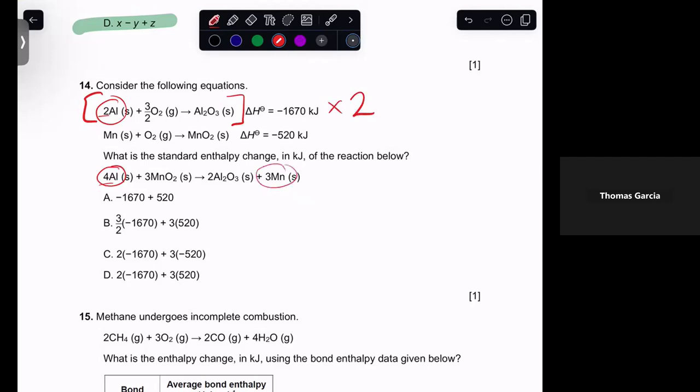I notice manganese on the products, but manganese on the reactants. And I notice 3 and 1. So I need to multiply this whole thing by -3 so that I can flip it and multiply by 3. So we have 2 times -1670 plus -3 times -520. This negative and negative will cancel out to become a positive. So I end up with 2 times -1670 and 3 times 520 to get D as my answer again. All right.